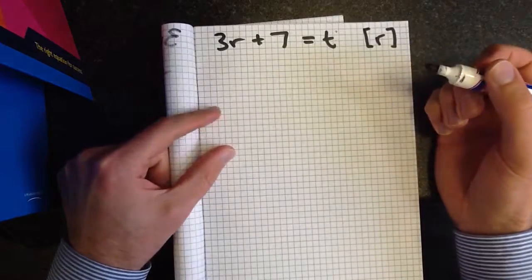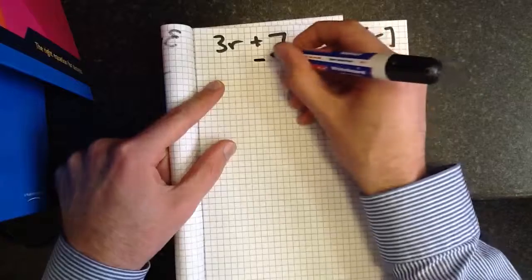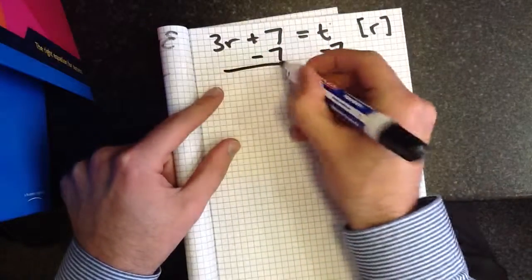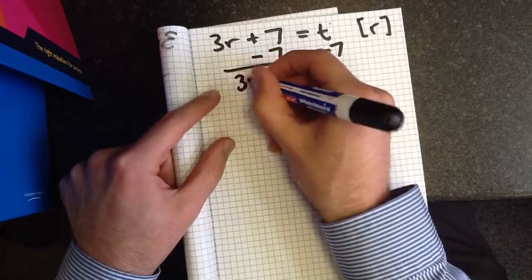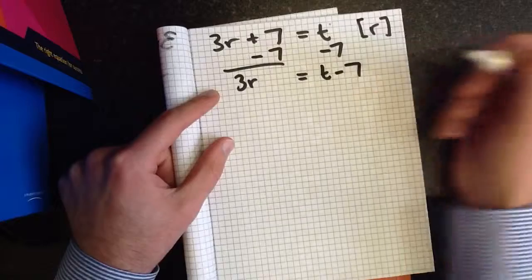So I need to undo that. So the last thing I did was add 7. So I'm going to take 7 off both sides of the equation. So on the left hand side of the equal sign I'm now just left with 3R. And on the right hand side I'm left with T minus 7.